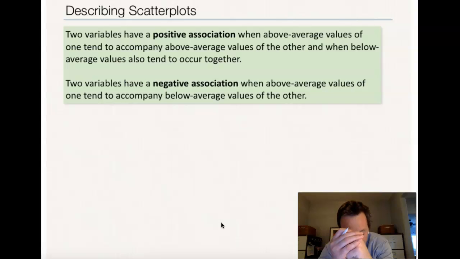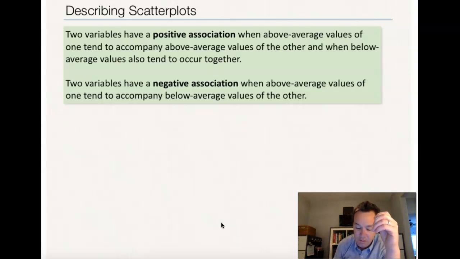So, like I said, two variables have a positive association when above average values of one tend to accompany above average values of the other, and when below average values also tend to occur together. And then they have a negative association when the opposite is true. So above average values of one tend to accompany below average values of another.